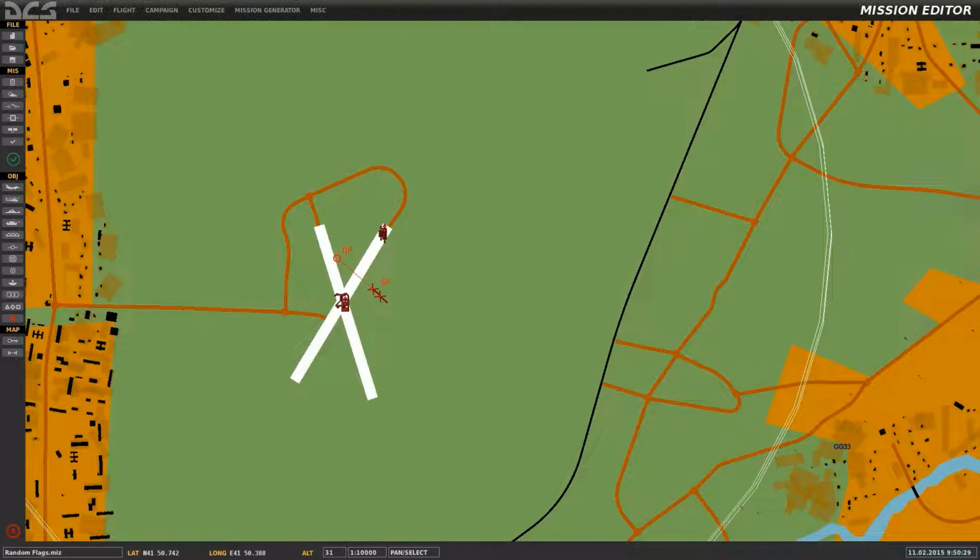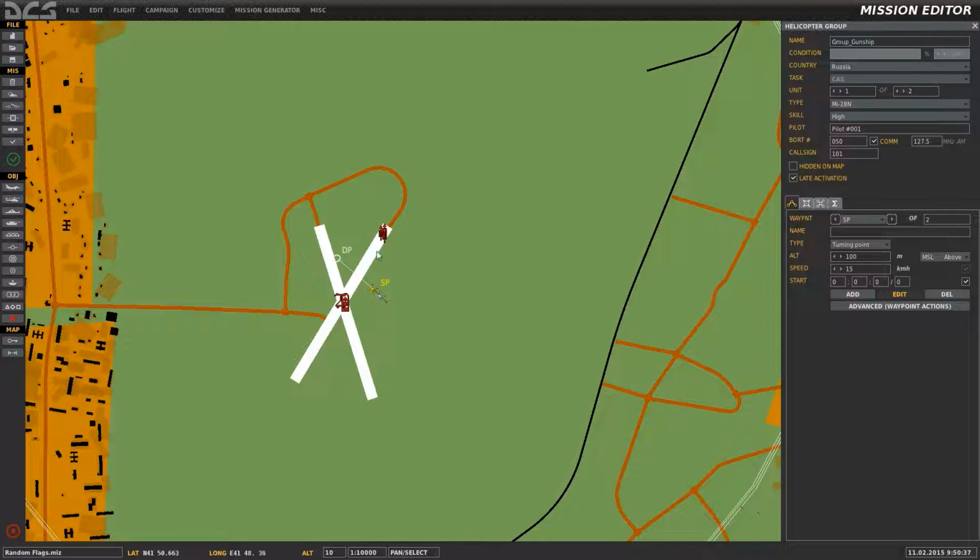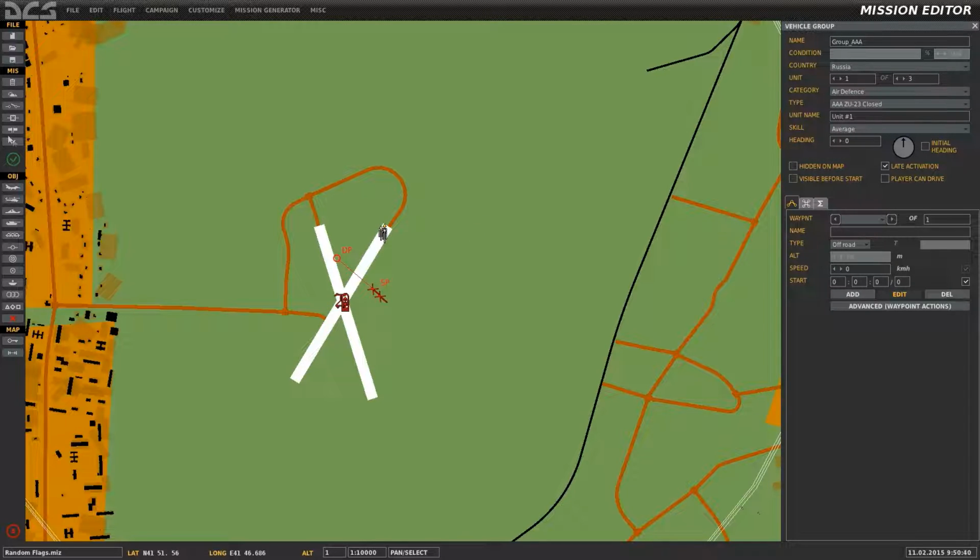This is Banjo, and today I'm going over the set random flag trigger action in DCS World's Mission Editor. As can be seen in the example, we have three groups: two land-based groups and an aerial group.